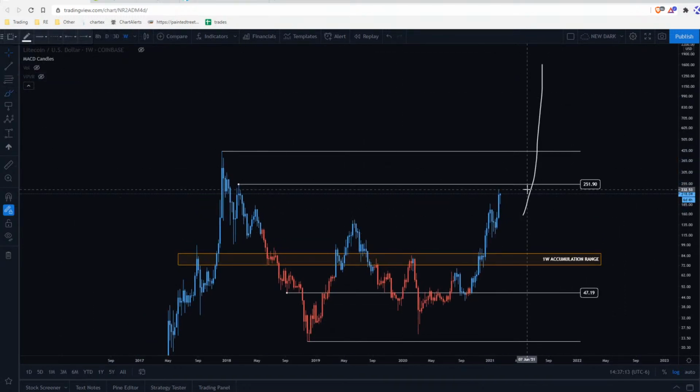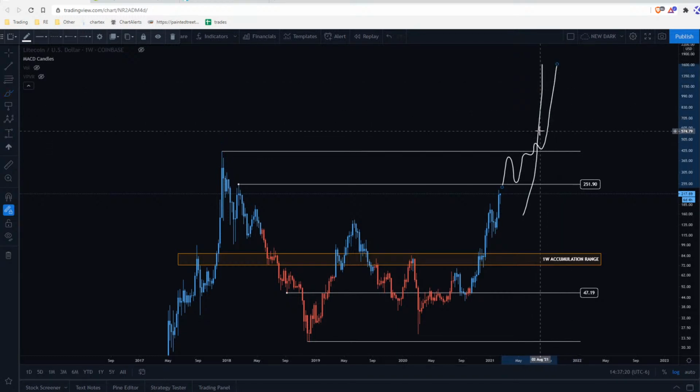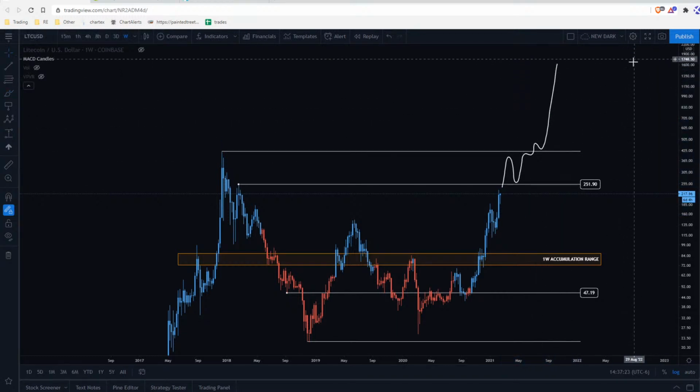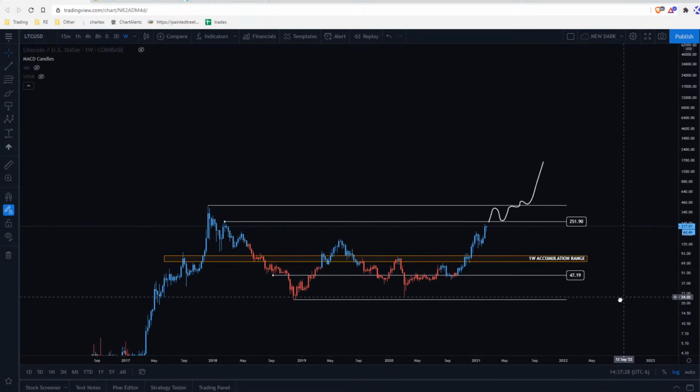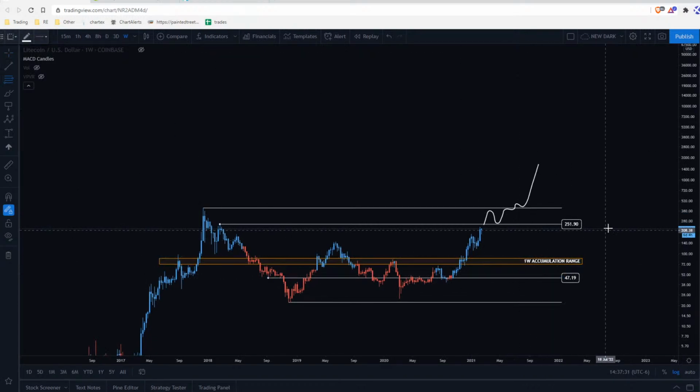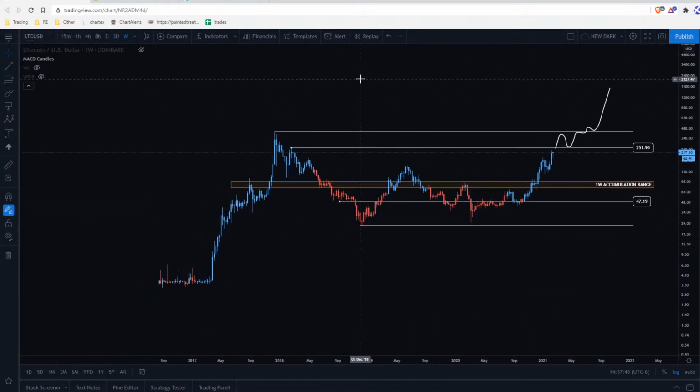So possibly Litecoin comes up like this, retests, and this isn't a target, I just drew a squiggly, but our target is pretty high. If this is our range, we're talking about pretty massive targets. 1,400, 7,200, $7 grand. Pretty insane. I think we'll see a lot of this happen during that final parabolic move.